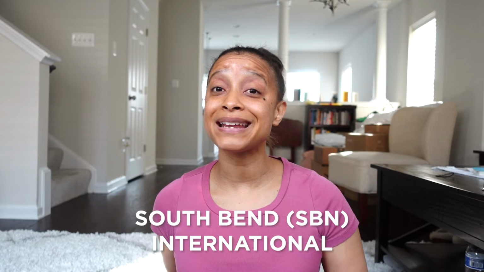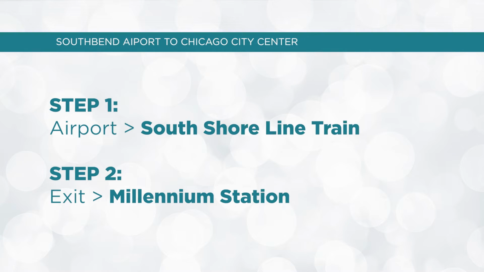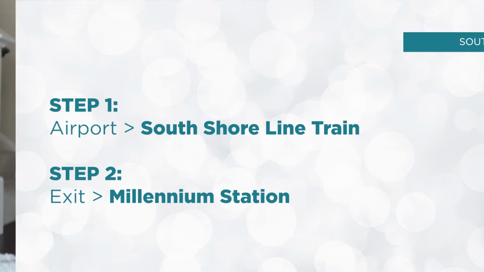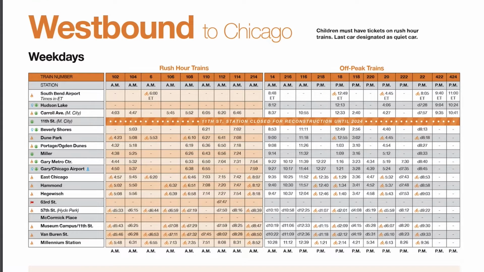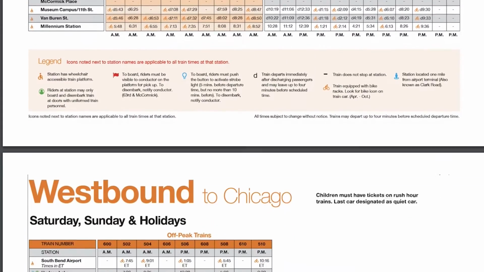If you fly into South Bend International Airport, which is located in Indiana, as we've established, Chicago is in Illinois, not Indiana, you want to take the South Shore line to Millennium Station and then jump on a rail or a bus to navigate your way around the system. The total travel time is around 55 minutes to an hour and a half. The hours of the South Shore line to get to the Chicago City Center are extremely limited.